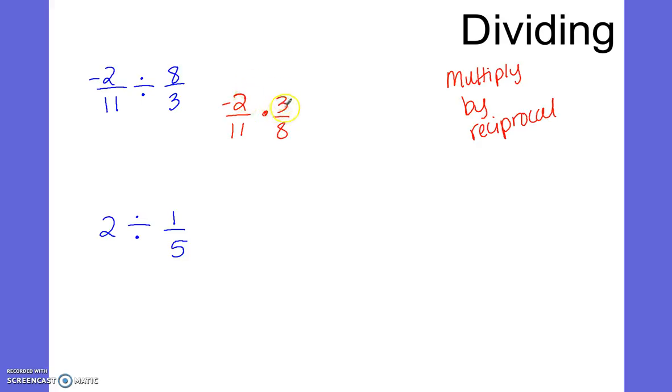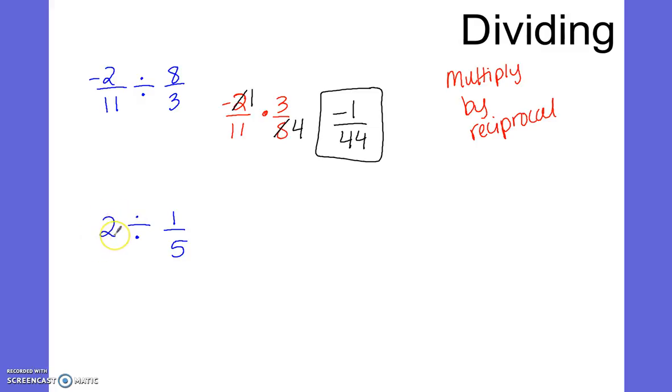So I can't reduce 3 by 11 or 3 by 8. I can't reduce 2 and 11, but I can reduce 2 and 8 by 2. So I divide that by 2 and I get 1, and I divide that by 2 and I get 4. So negative 1 times 3 is negative 3. 11 times 4 is 44. So negative 3/44 is your answer there. Okay? You didn't have to do that. You could have gotten negative 6 over 88, but then you're having to simplify that fraction at the very end. Okay? So same thing here.